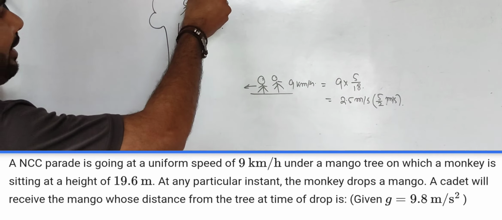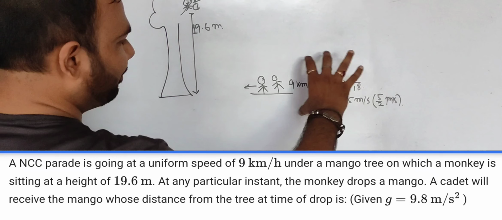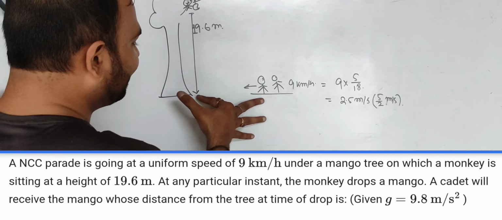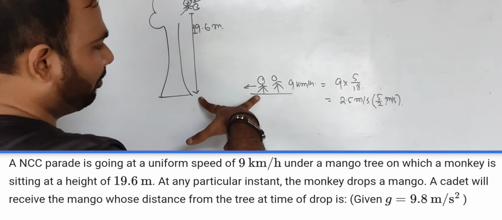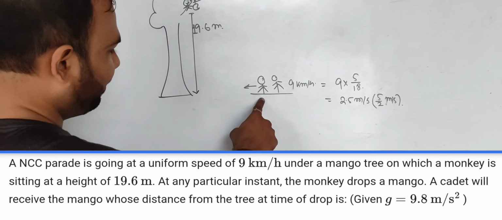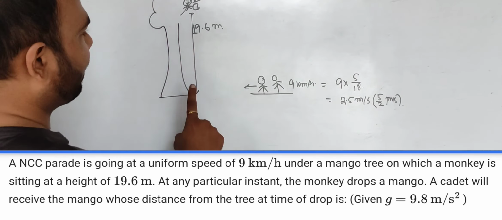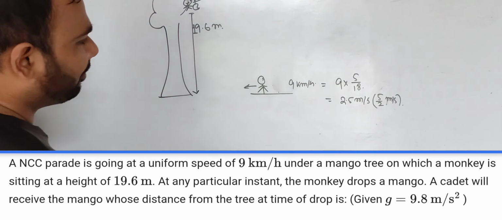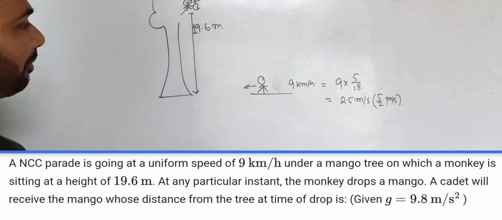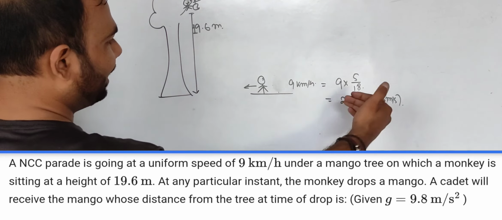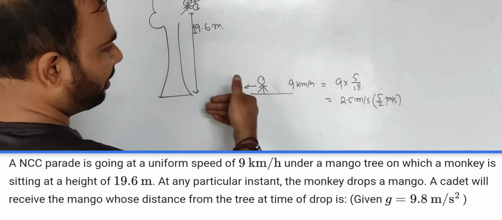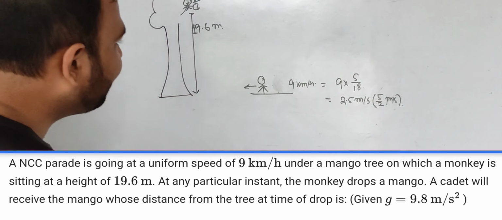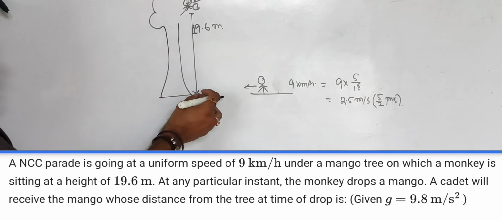The question is, he dropped the mango, and one of the people will get the mango, and we have to find the distance between the people, from one person to the mango. That means when the mango falls, let us consider there is one man who participates in NCC. What will be the distance between them? They are also moving with a uniform velocity, and he throws a mango. So what will be the time to reach the ground?